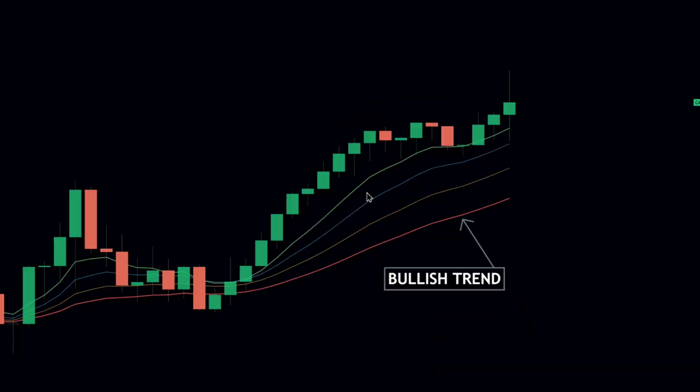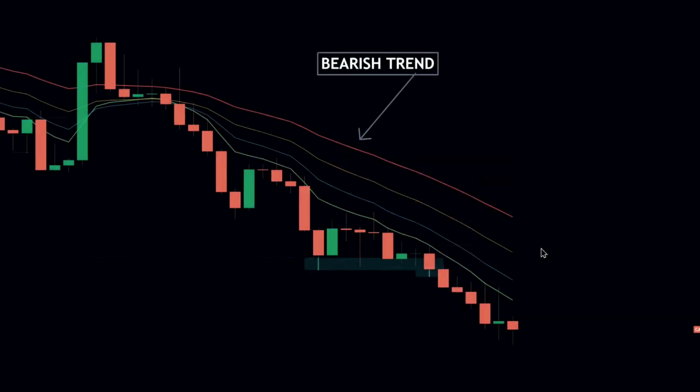When they're aligned in a specific order, red at top, then orange, blue, and green, without touching each other, the trend is bullish, meaning we only look for long trades. If they're lined up in reverse order, the trend is bearish, and we focus on short trades.